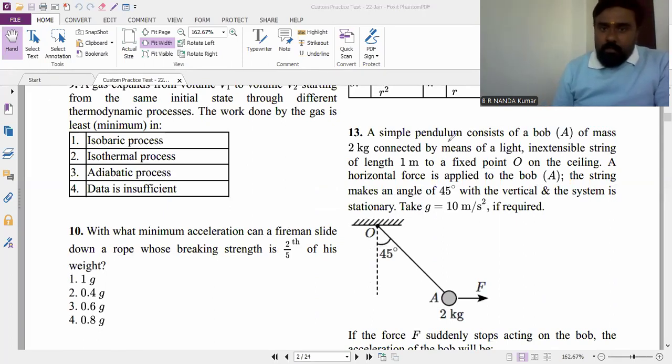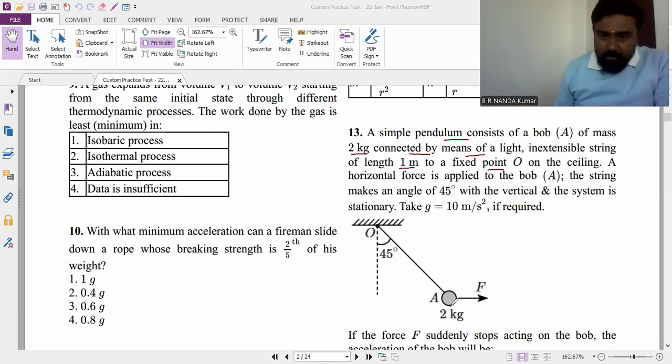Next question number 13. A simple pendulum consists of a bob of mass 2 kg connected by means of a light inextensible string of length 1 meter to a fixed point O on the ceiling. A horizontal force is applied to the bob. The string makes an angle 45 degree with the vertical and the system is stationary.